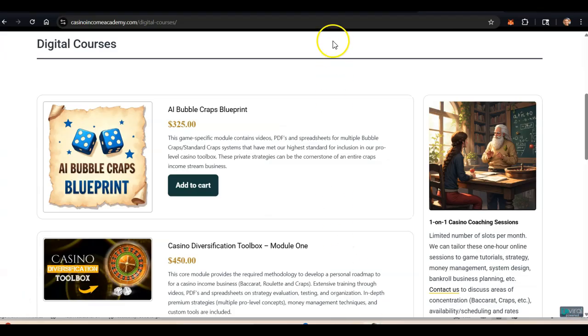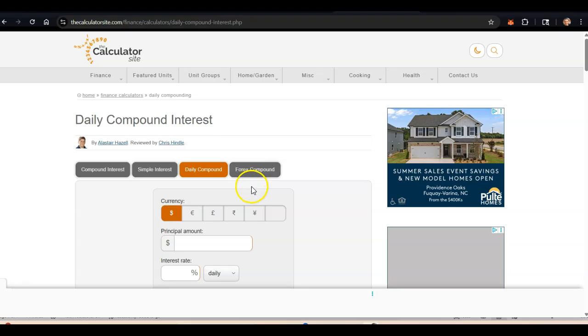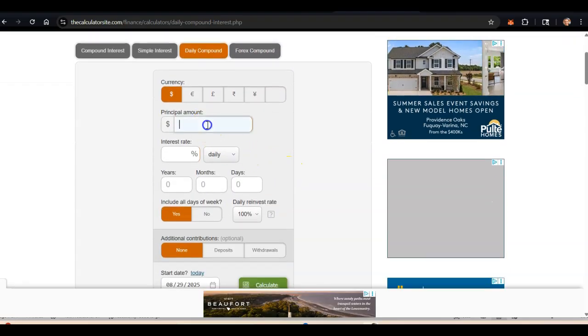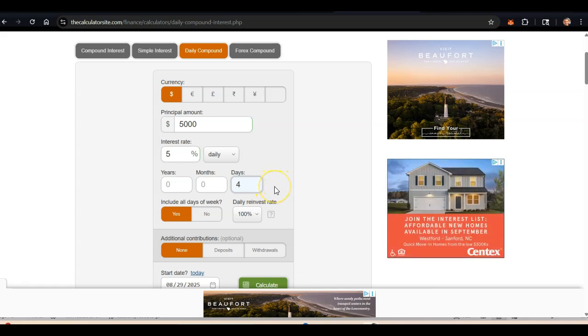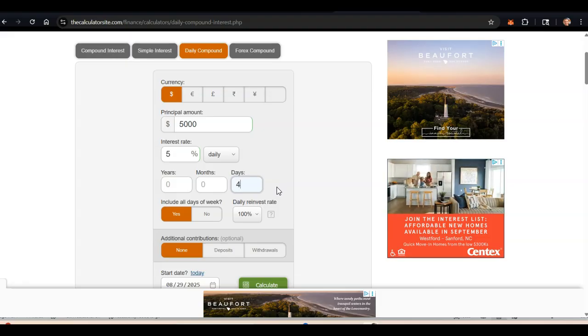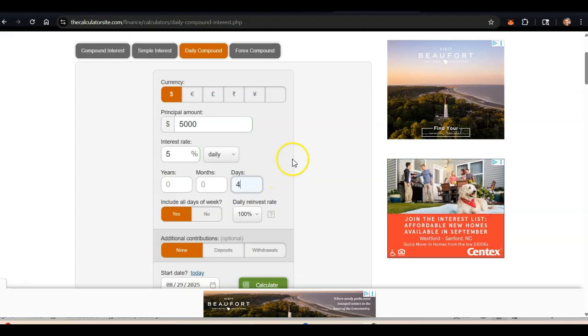So let's go over here, and let's go to our friend, the Daily Compound Calculator. And you saw that he started with 5,000. And he's looking for 5% a day, right? And he's playing 4 days a week. Now, he splits his time. He's willing to do some of this on the internet, believe it or not, with craps. And then some days he's playing this live in his local casino, all right? So he plays 4 days a week.